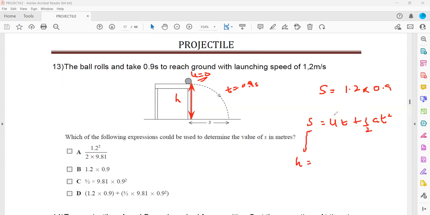Initial vertical component is zero, so zero multiplied by time will be zero, and then it will be half gt square. So the height equals 1 by 2 into 9.81 into 0.9 square. If we need the height, then we will use this formula. So this is the expression to get the height, and this is the expression to get the range. As in the question they asked for range, that's why it was B. If they ask for height, then it will be C.